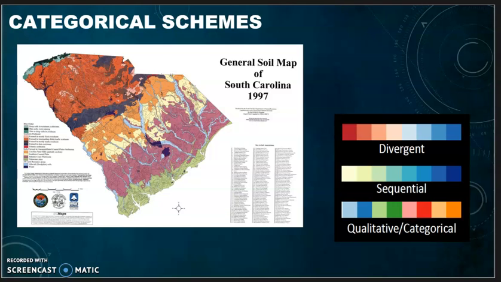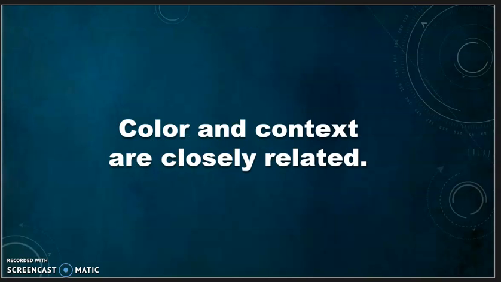You can also accent particular aspects of your data by your choice of color. For example, one strong dark color among a group of lighter colors will pop out of the map, highlighting that particular facet of your data against all others. So color and context are closely related, and you want to keep that in mind.